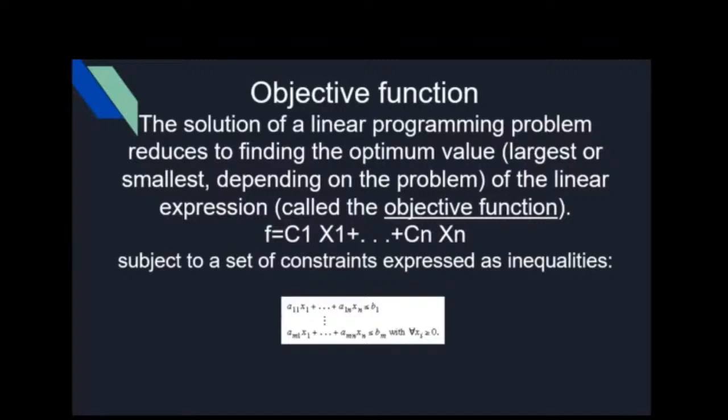Objective function. The solution of a linear programming problem reduces to finding the optimum value, largest or smallest, depending upon the problem, of the linear expression. It is called the objective function. For example, we have F is equal to c1 x1 plus so on, subject to a set of constraints expressed as inequalities. For example, we have a11 x1 plus so on greater than or equal to b1, or less than or equal to b1 maybe.